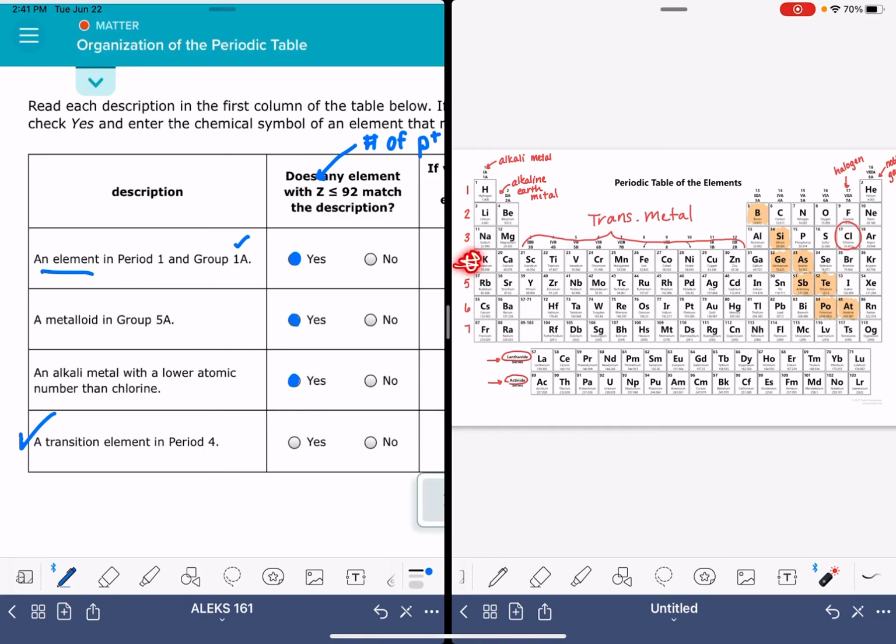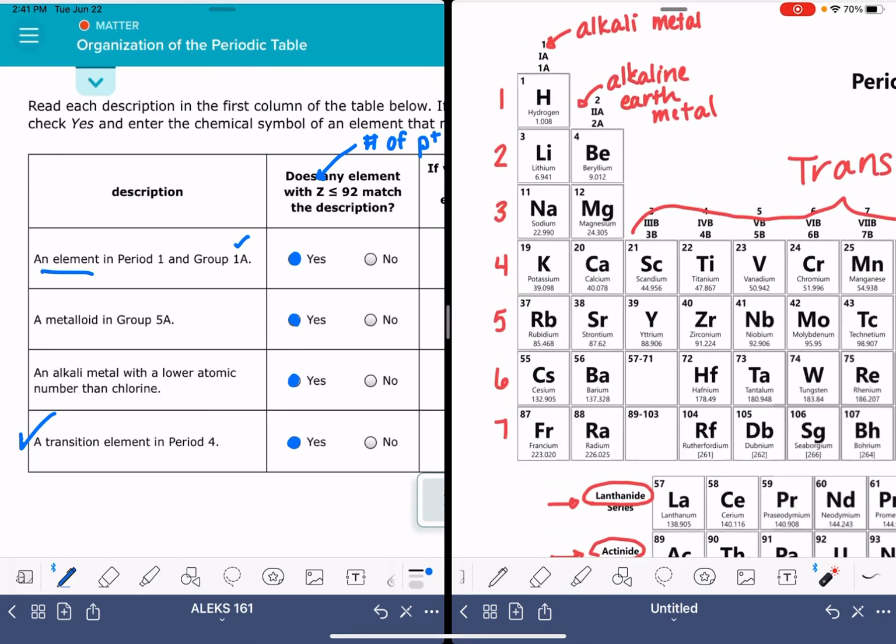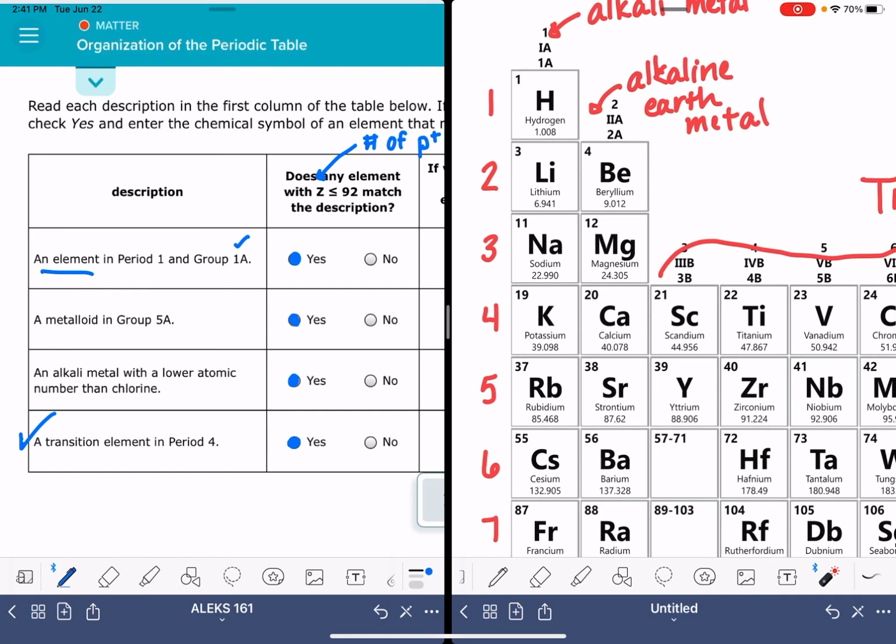This is our period 4, and that means any one of these guys right here would be an example of a transition element that's in period number 4. So we definitely can say yes, and then we can list any one of those elements as an appropriate answer for this question. I'm going to just go with the first one, Sc.